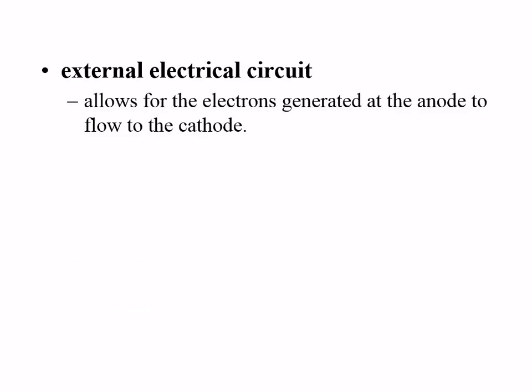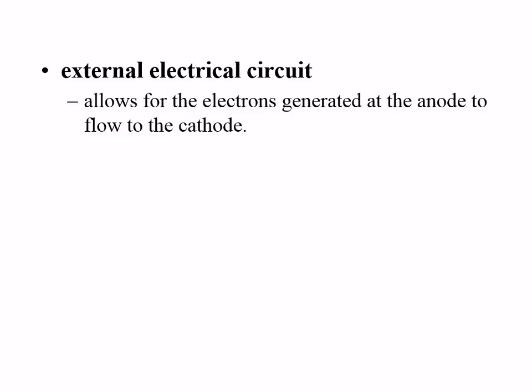So your cell also needs something to connect the cathode and the anode, and that's your external circuit. Think of this, in the case of using a battery to power something, as the something that you're powering. That's your external circuit connecting the anode and the cathode.